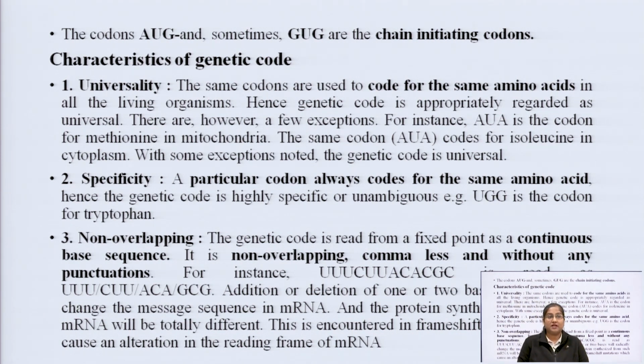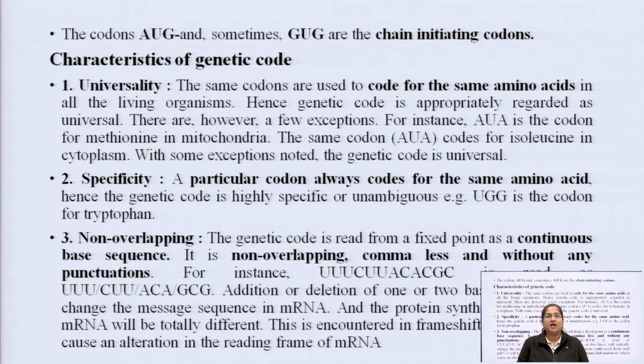So, what are the characteristics of this genetic code? First characteristic is universality. That means there are so many codons and only 20 amino acids. The same codons are used to code for the same amino acid in all living organisms. Hence, genetic code is appropriately regarded as universal.